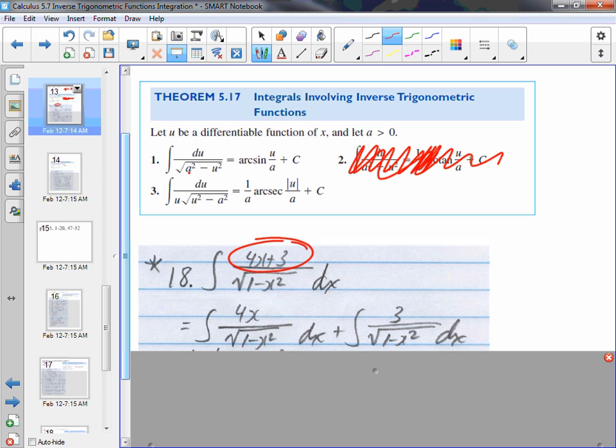So, 4x plus 3 over the square root of 1 minus x squared is the same thing as 4x over the square root of 1 minus x squared plus 3 over the square root of 1 minus x squared. So, we break our function up into two pieces. So we take the integral of the first piece, dx, plus the integral of the second piece, dx. Okay? Now, the first chunk.